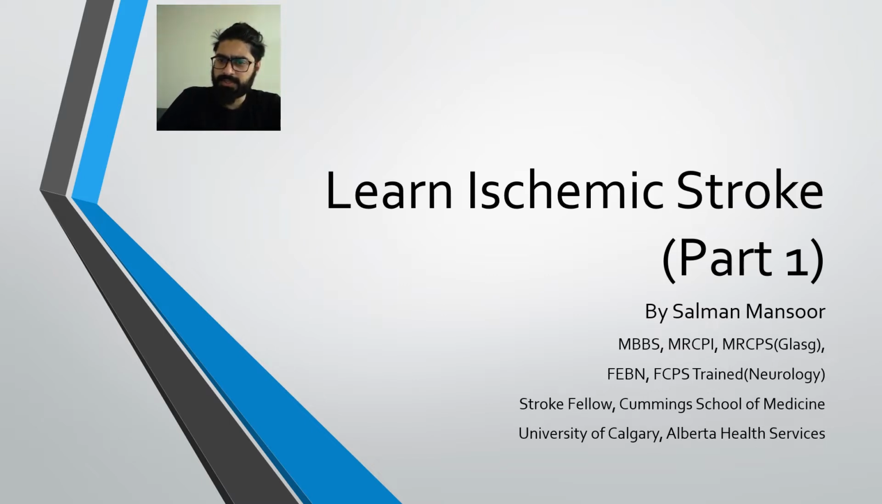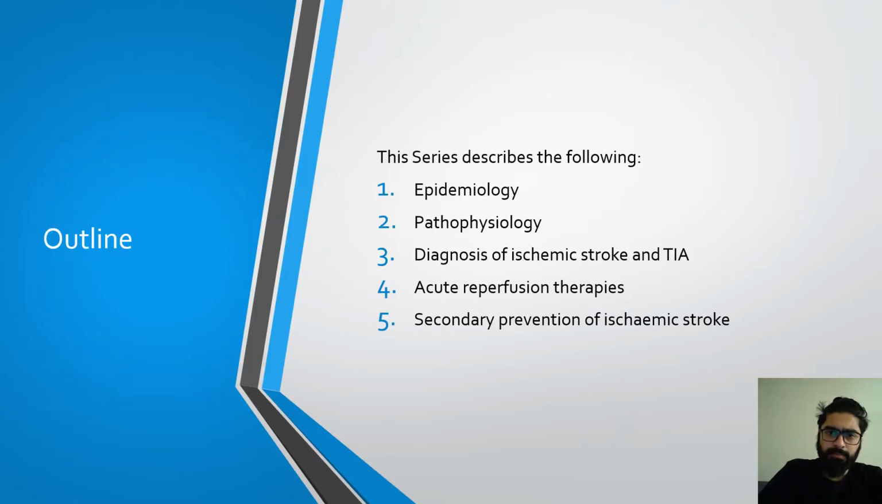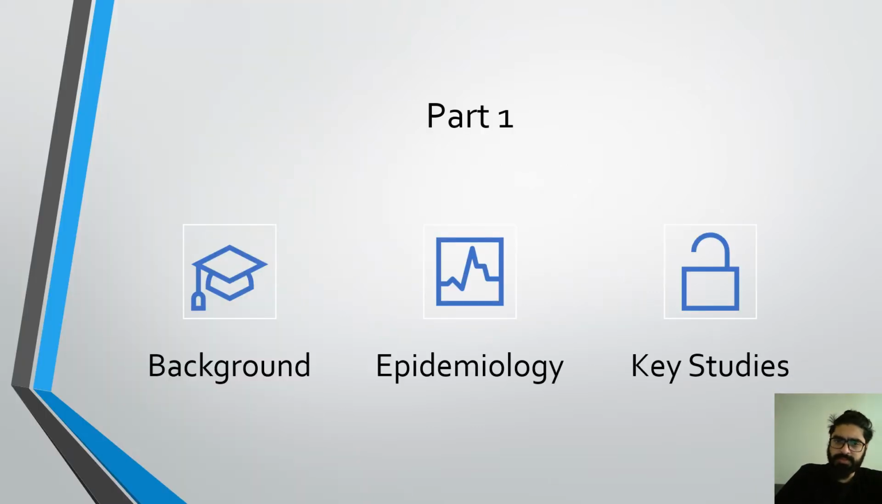We're going to discuss the epidemiology, pathophysiology, diagnosis of ischemic stroke and TIA, acute reperfusion therapies, and secondary prevention of ischemic stroke. So this is part one, and I have made this part one specifically addressing the general background in ischemic stroke, the epidemiology, and we'll be going through the key studies around the background and the epidemiology in this section.